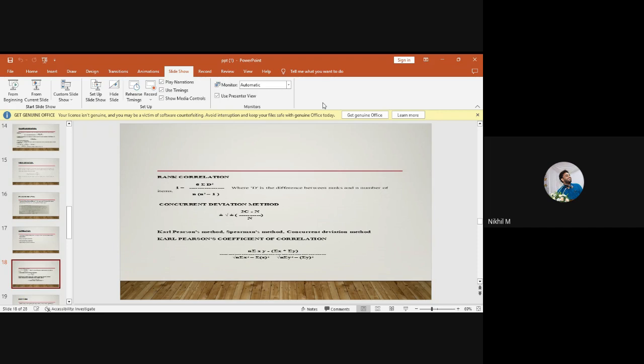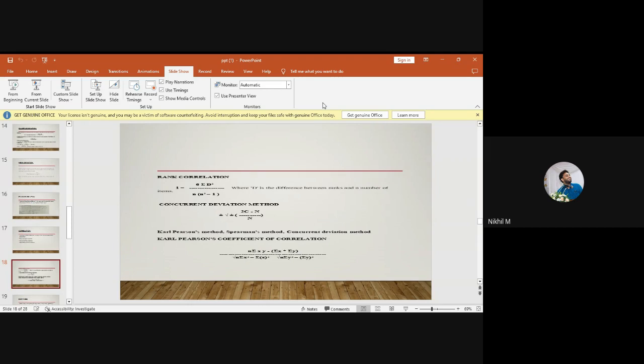The next method of correlation is rank correlation. The formula is 1 minus 6 sigma d square divided by n into n square minus 1. Actually, this is the Spearman formula. d is the difference between ranks and n is the number of items.